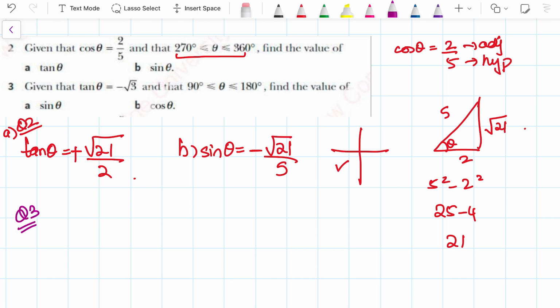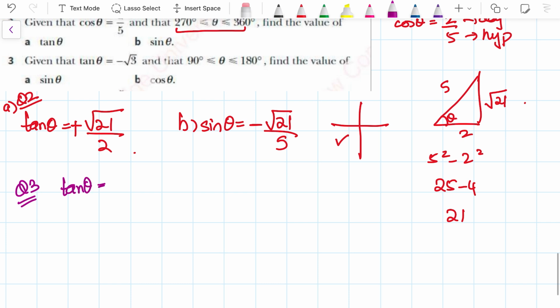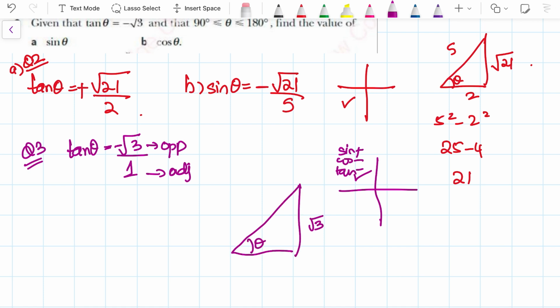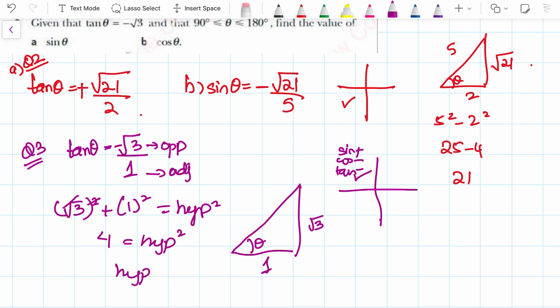Let's do the third question now. Given that tan theta is equal to minus root 3, and this is between 90 to 180. 90 to 180 means second quadrant. Sine positive, cos negative, and tan negative. Okay. This is opposite upon adjacent, which is 1. Opposite and adjacent. Now opposite square plus adjacent square gives you the hypotenuse square. 3 plus 1 is 4. So hypotenuse will be 2, because then you put a square root on 4.